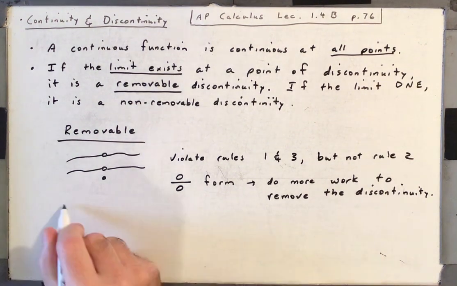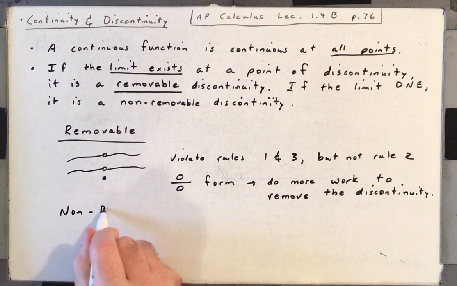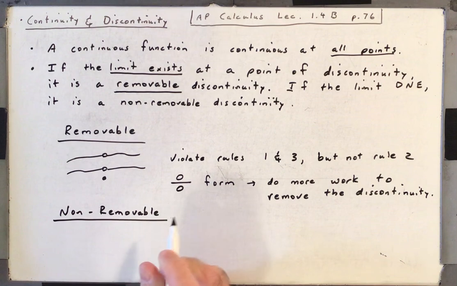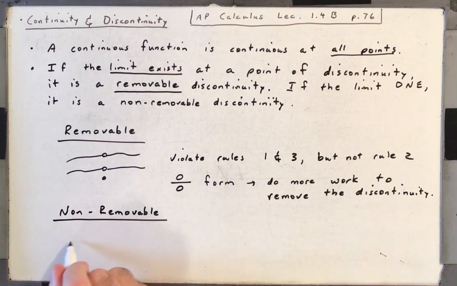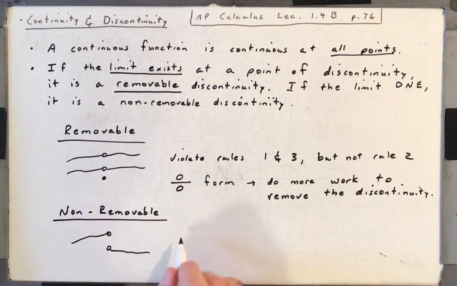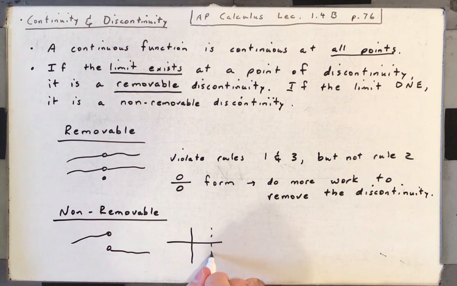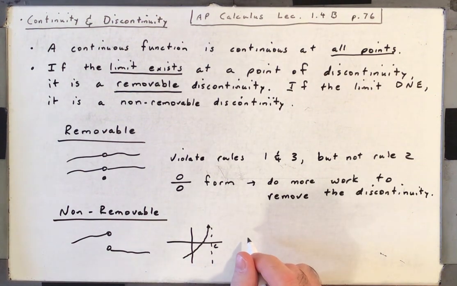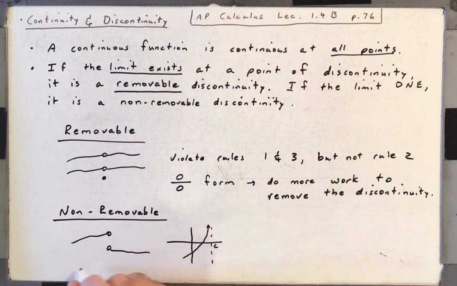Non-removable. That's going to be something like this, a jump or an asymptote. Remember that from pre-cal, you have an asymptote. Let's say you have a function that has an asymptote at point C. That's a discontinuity, and it's non-removable. This violates all three rules.